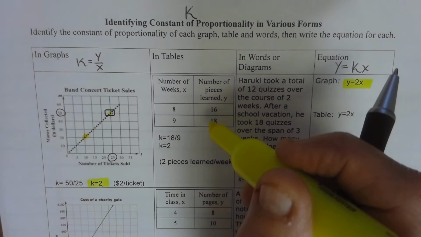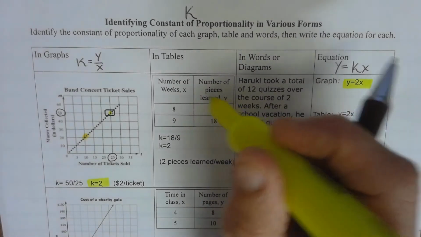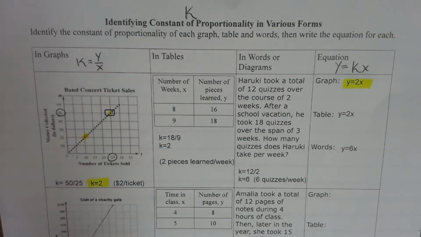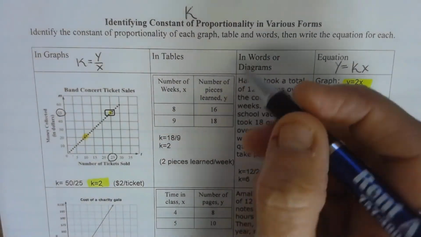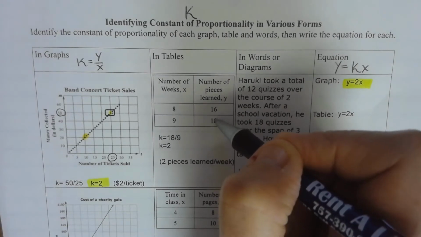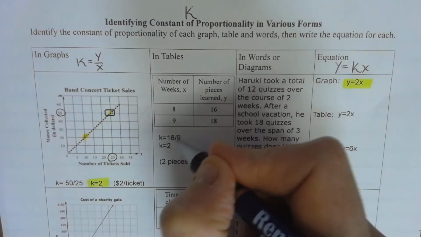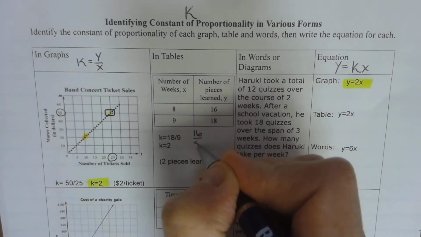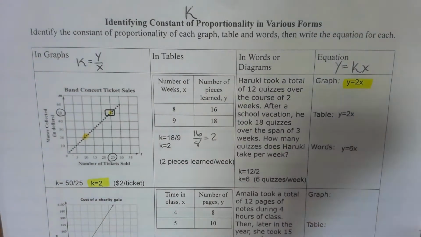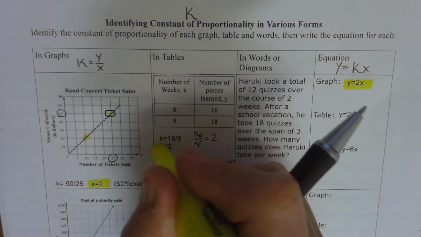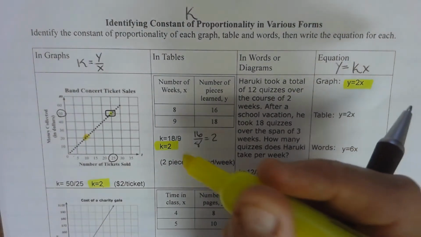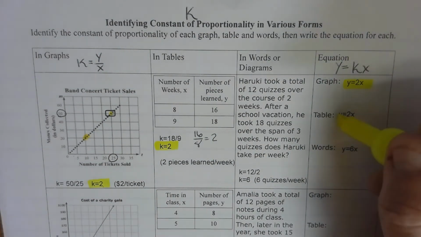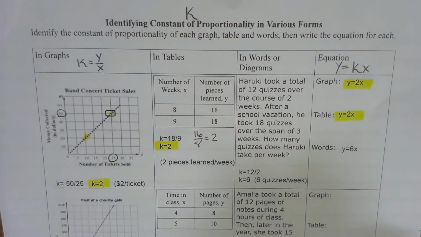Okay? For a table, y over x. Doesn't matter which one you pick. They're all going to come out the same because the table is proportional. So I picked 18 over 9, and 18 over 9 is 2. You could pick 16 over 8. Doesn't matter because 16 over 8 is 2. So our constant of proportionality is 2. So for the table, I come over here and plug 2 in, and there's my equation that represents this table.